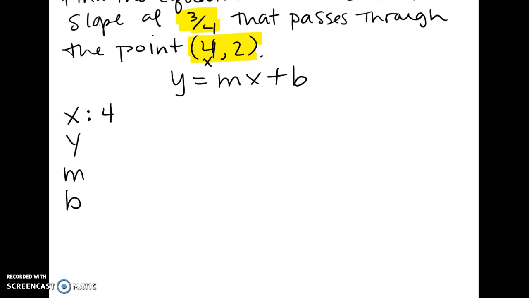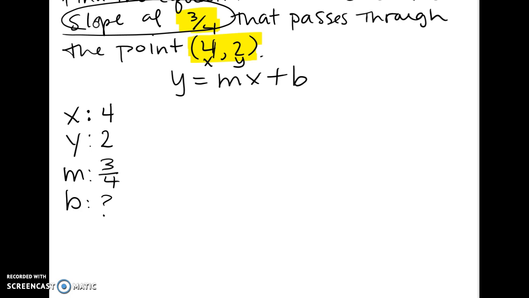Looking to see if I know my y, and I do, because it's given in the coordinate point, and my y is 2. Finally, I'm wondering if I have my m, and I do because I'm told my slope is 3/4. What I don't know here is my y-intercept. I am not given a b.